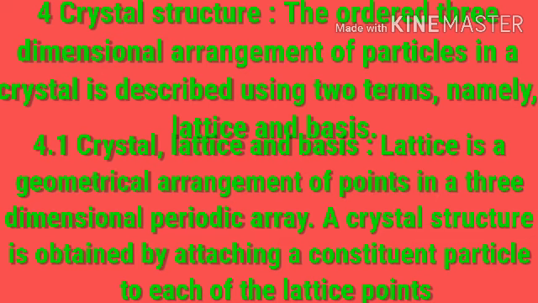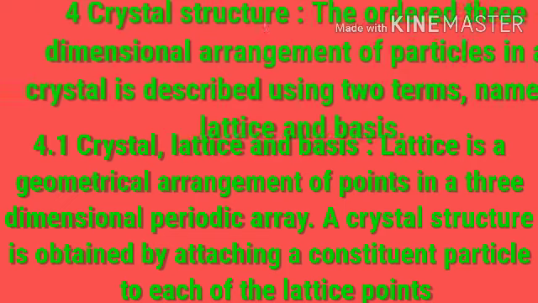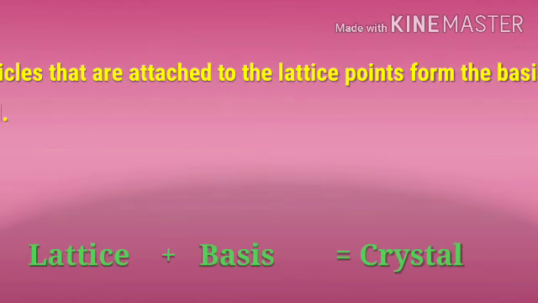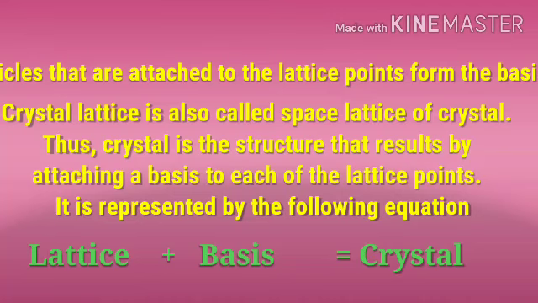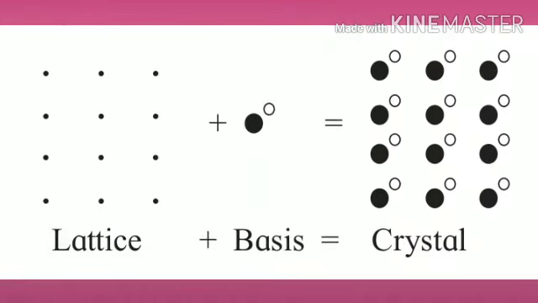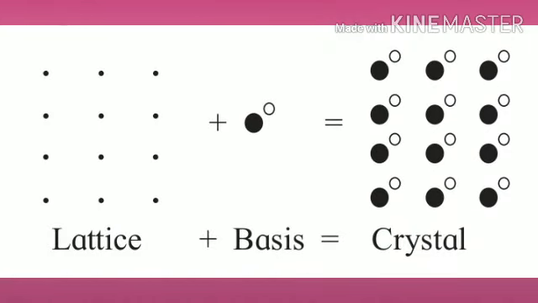Lattice is a geometrical arrangement of points in a three-dimensional periodic array. A crystal structure is obtained by attaching a constituent particle to each of the lattice points. Such constituent particles that are attached to the lattice points form the basis of the crystal lattice. Crystal lattice is also called space lattice of the crystal. Thus, crystal is the structure that results by attaching a basis to each of the lattice points. It is represented by the following equation: lattice plus basis is equal to crystal. So that we will see clearly from the figure.